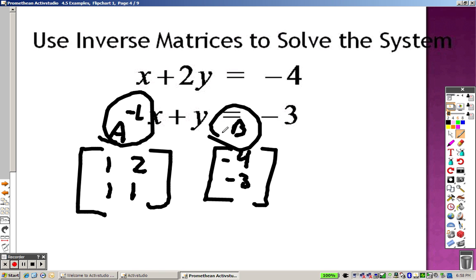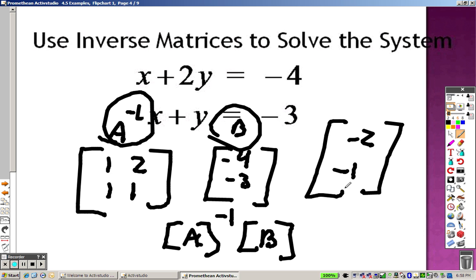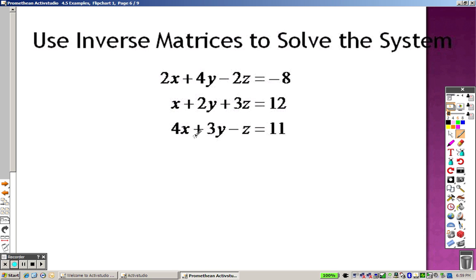And I end up getting for my answer negative 2, negative 1 when I type it in. Once again, remember it should look like this: A with a negative 1 and a B right afterwards, meaning x equals that, y equals that. All right, good. Let's move on to a 3 by 3.